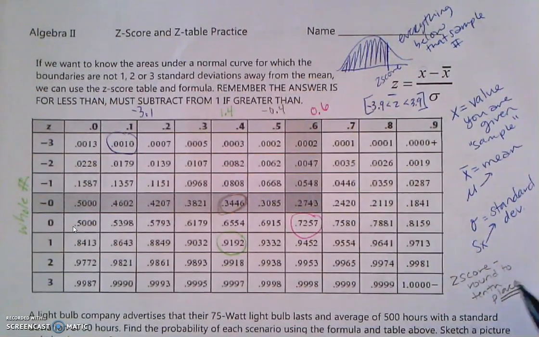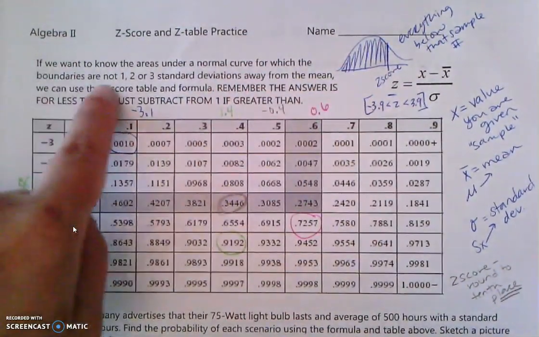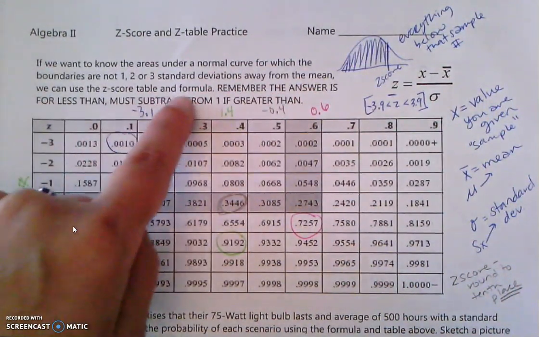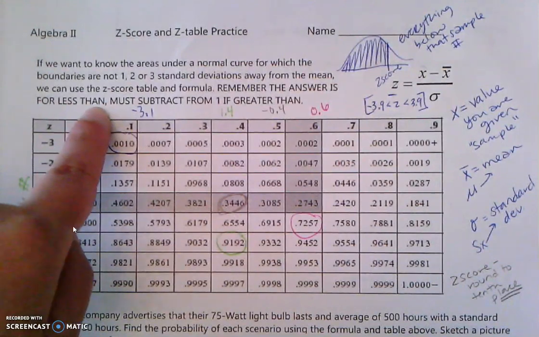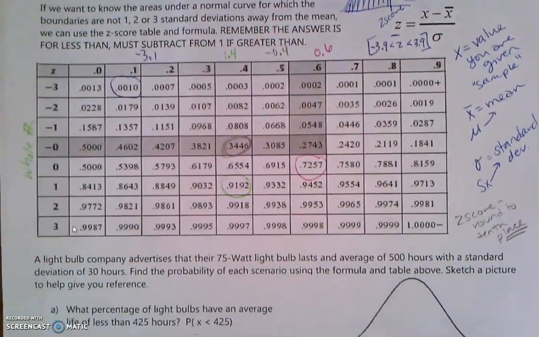Okay, now here we go. It says, if you want to know the area under a normal curve for which the boundaries are not 1, 2, or 3 standard deviations away from the mean, we can use the z-score table and the formula. Remember, the answer is always for less than. We must subtract from 1 if it's greater than, and I'll explain that as we go along. So let's just start with a problem.